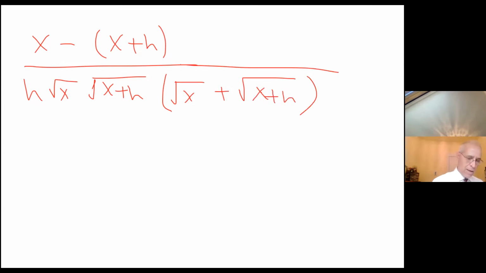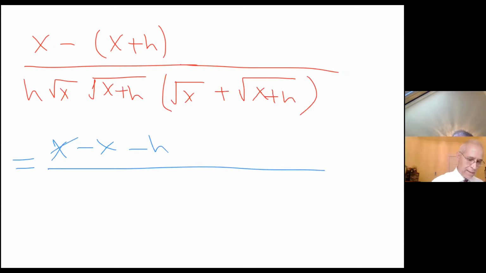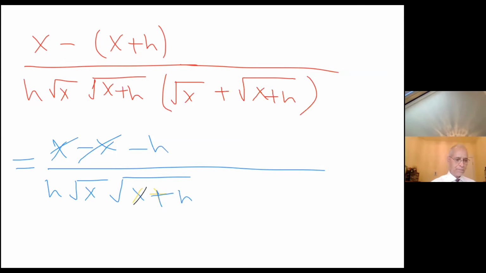Okay. And what is this equal to? Now I have minus h on the top. On the denominator, I have h times square root of x times square root of x plus h times root x plus square root of x plus h.